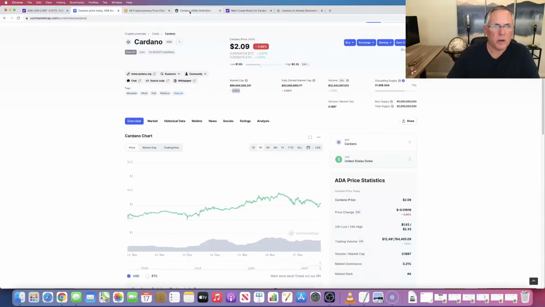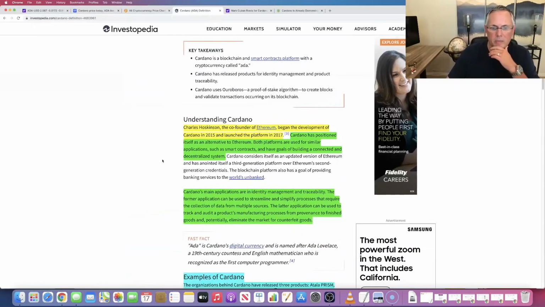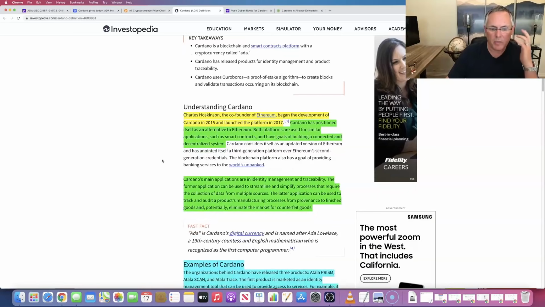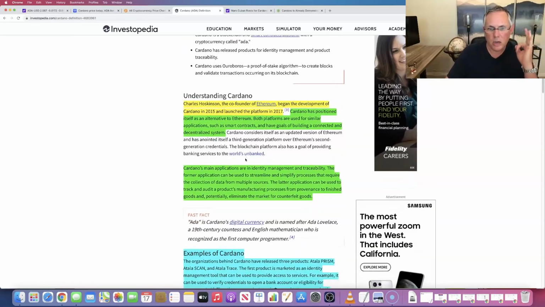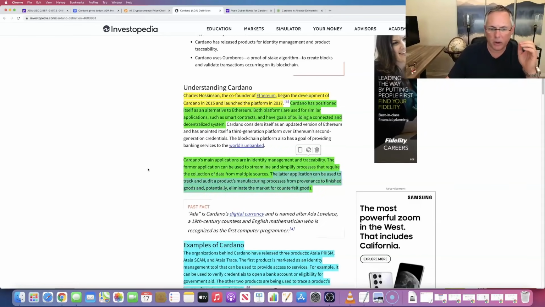All right, so we've already looked at that. If you don't know what Cardano is, if you don't really know what it was created to do, it was really created for a couple of main reasons. Main applications are identity management and traceability, okay? It can be used to track and audit a product's manufacturing process from provenance to finished goods and potentially eliminate the market for counterfeit goods.